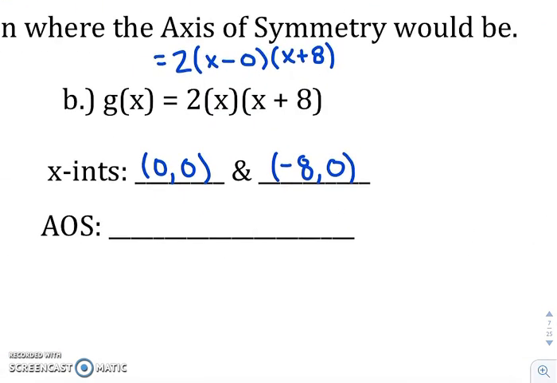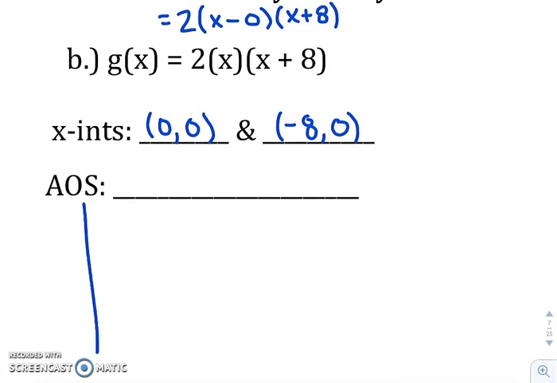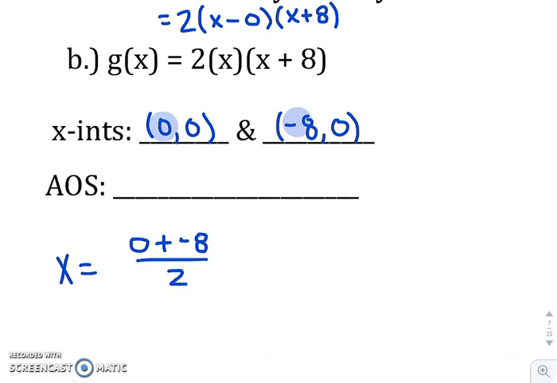So if you were to graph this, you could plot your two x-intercepts and physically count until you got to the middle of 0 and -8, but algebraically, to find the x value of your vertex, which is the axis of symmetry, you would take 0 plus -8 and divide by 2. Don't need to type that in your calculator. 0 plus -8 is -8 over 2 is -4. So the axis of symmetry would be through -4.